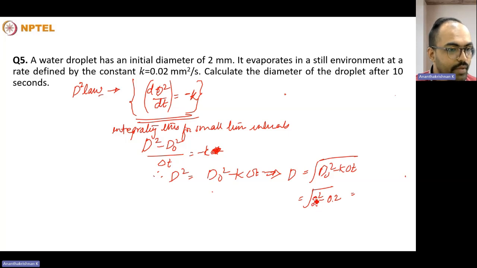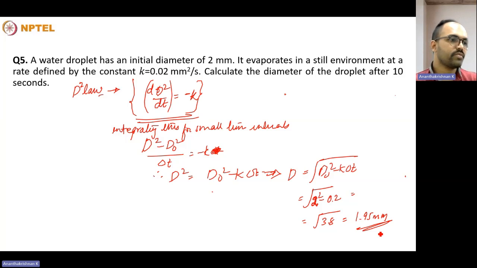So it's 2 squared, 4 minus 0.2, it's 3.8. It will be equal to 1.95 mm. So that will be the diameter of the droplet after 10 seconds based on this D squared law.